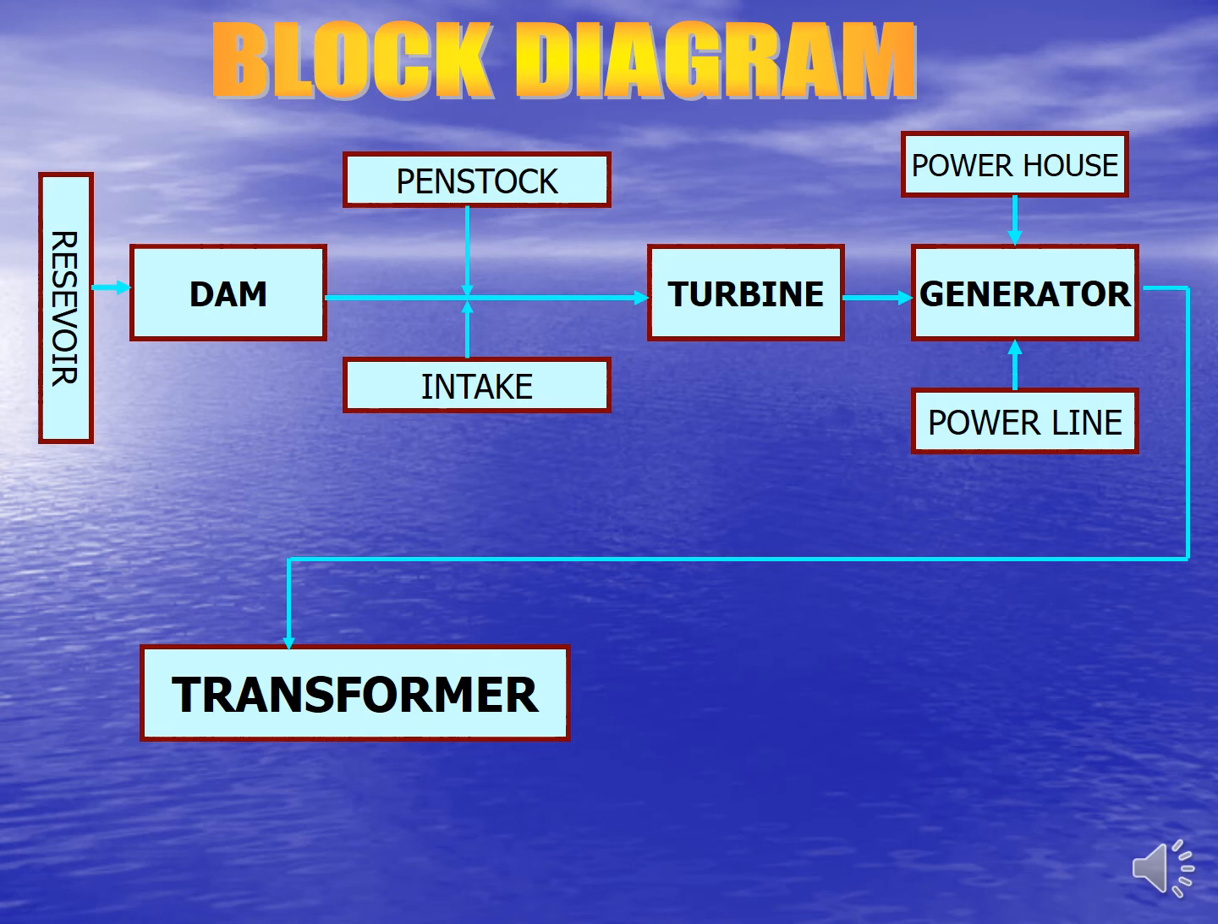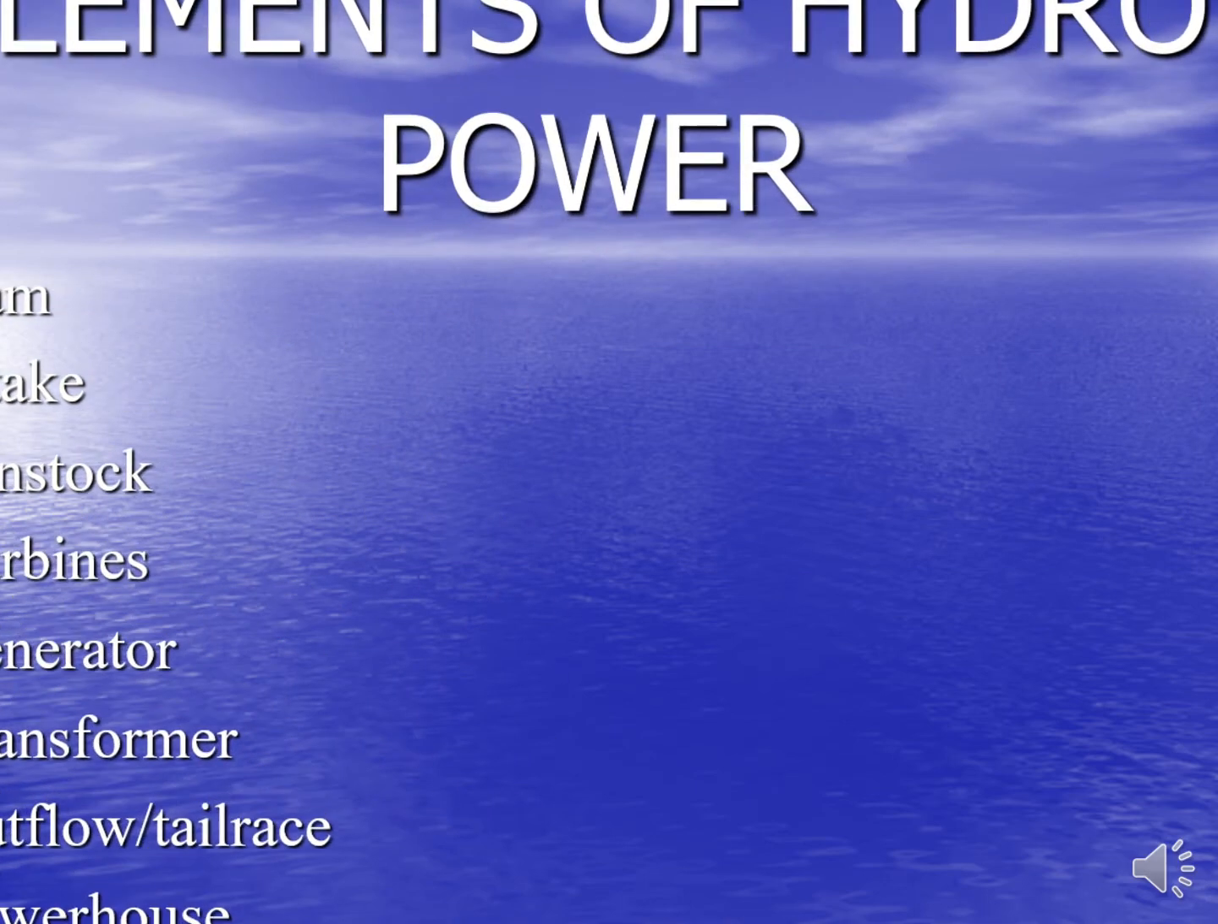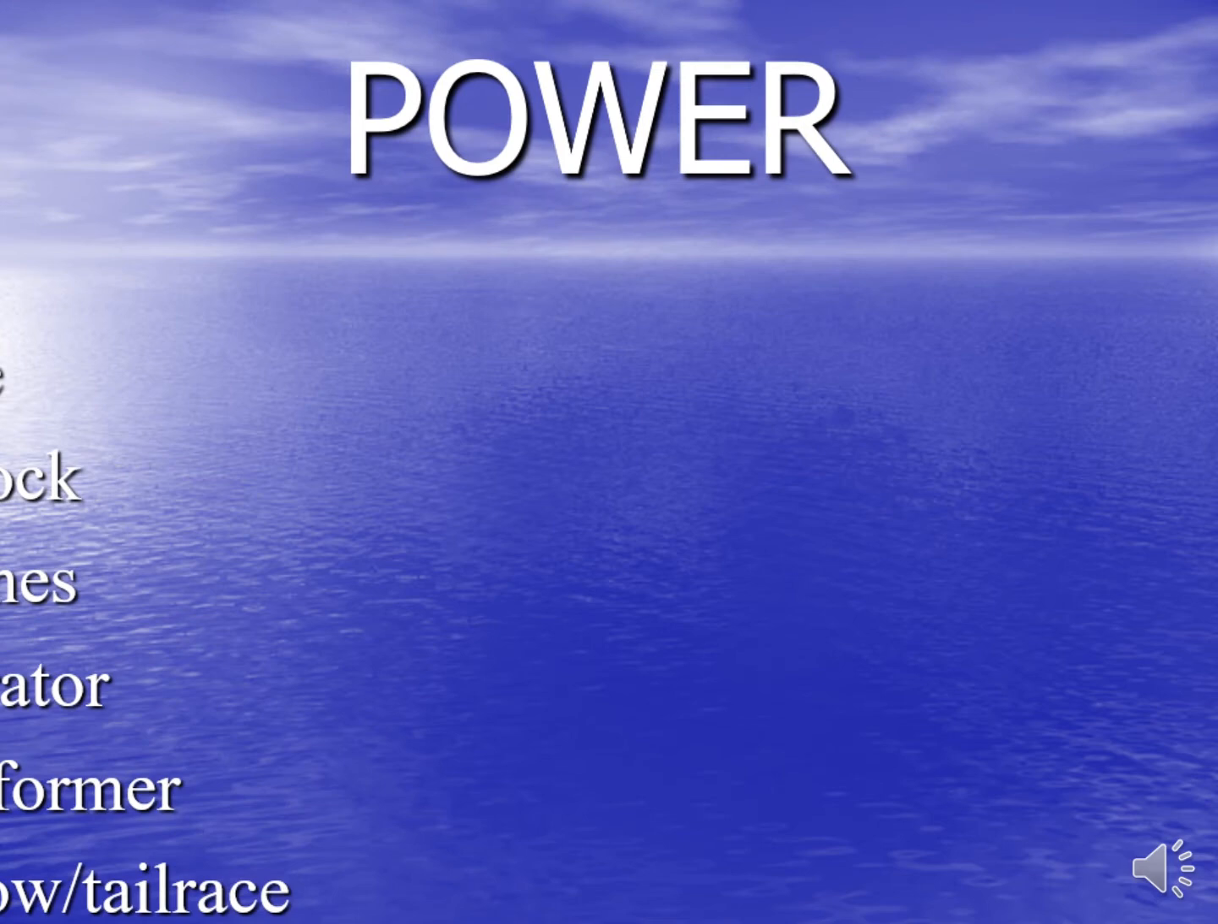From the block diagram you can see the components or parts of the hydropower plant. These are the elements of a hydropower plant: dam, intake, penstock, turbine, generator, transformer, outflow and tail race, and the last one, the powerhouse. But in this part 1 I am going to explain only 3 components: the dam, intake and penstock.